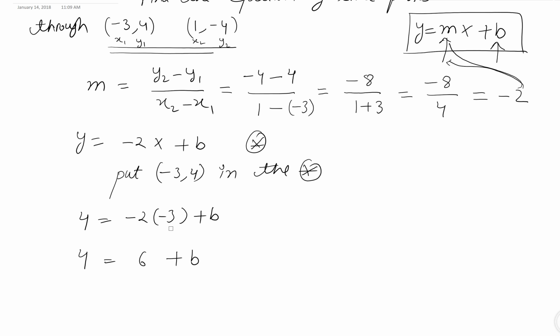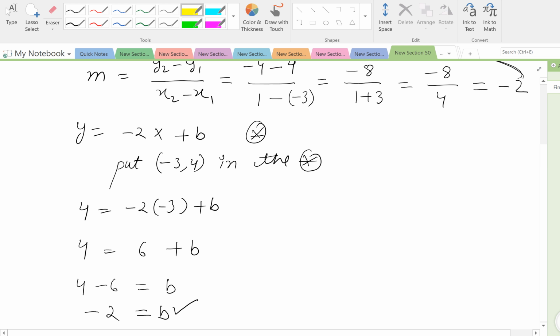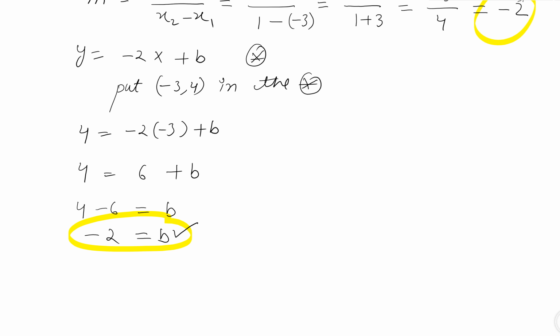It gave me that, and now I simplified. I move this 6 to the left hand side, so I get 4 minus 6 equals b. Therefore my b is negative 2. Now I have my b value, I have my m value, so both of the values are there. So you substitute these values into the equation, let's say into the star equation.